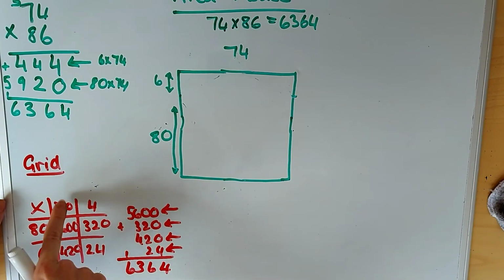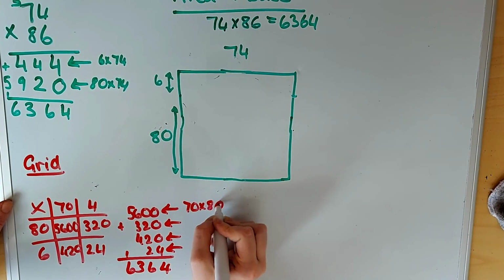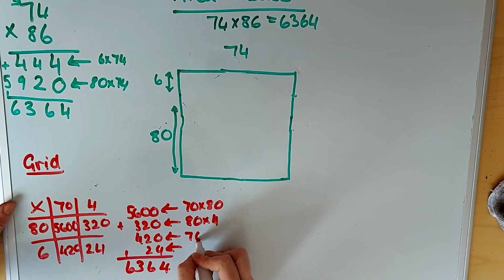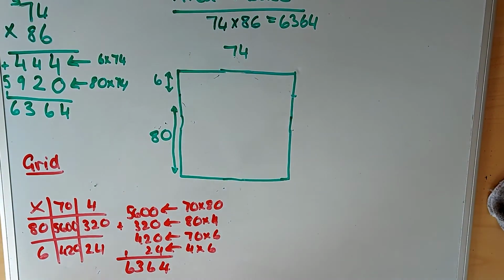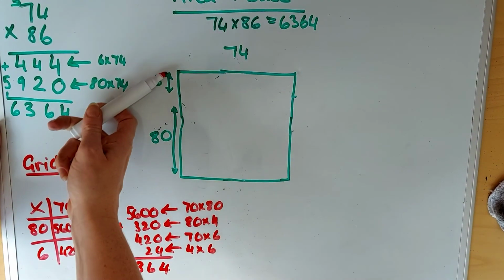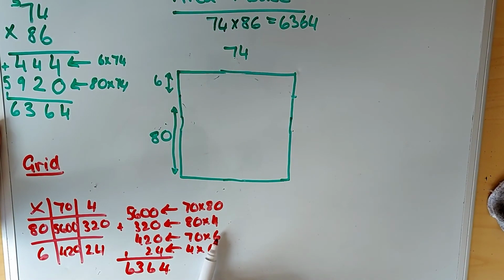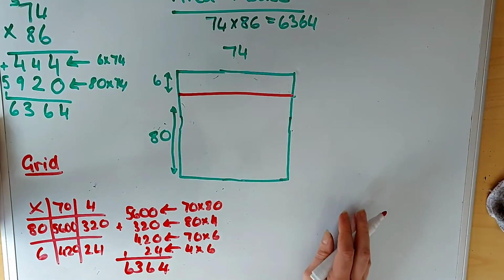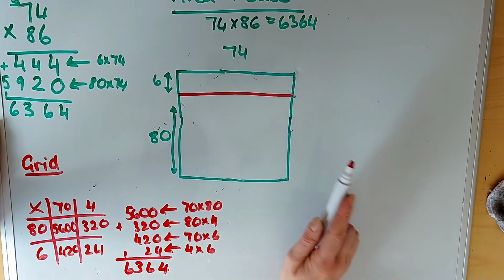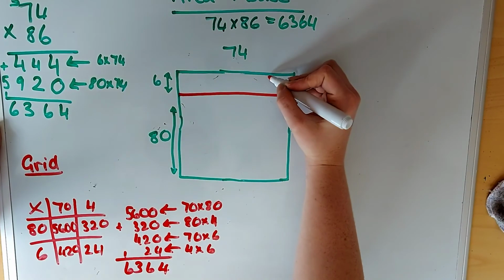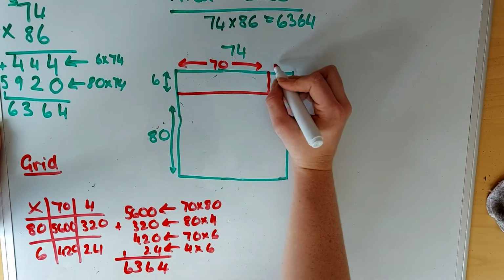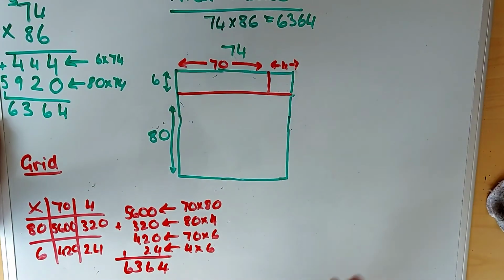Well, 5,600, I did 70 multiplied by 80. 320, I did 80 multiplied by 4. 420, I did 70 multiplied by 6. And 24, I did 4 multiplied by 6. So what I've done is here, I can see I've got 6. So I want to do 6 multiplied by 70. So if I have this line back where we had it before, this is 6 groups of 74, but I only want 70. So I'm going to cut off a bit and say that this part is worth 70 and this little part is worth 4.